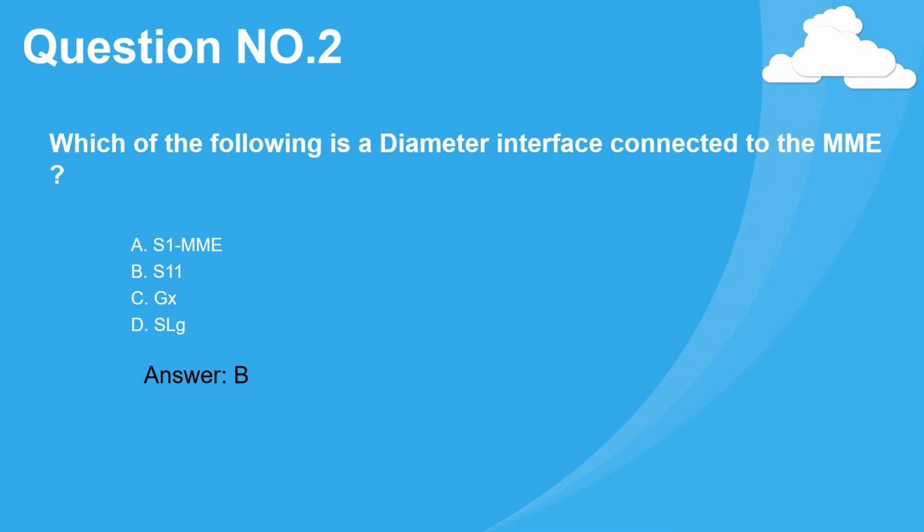Question number 2. Which of the following is a Diameter interface connected to the MME? A. S1 B. S11 C. Gx D. SLg. Answer: B.